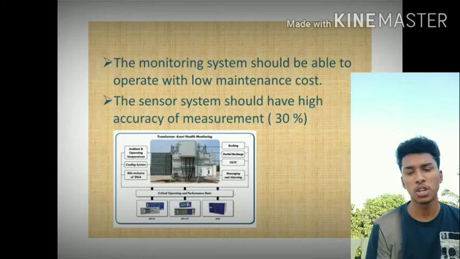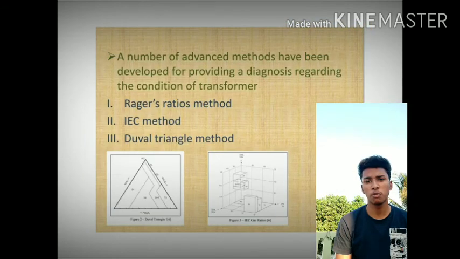The sensor should have high accuracy of measurement. For a good operating system, it is expected to provide accurate results. Monitors with more than 30% error in accuracy should be avoided, as they may provide unreliable results. Many methods have been developed for providing diagnosis regarding the condition of the transformer. The most popular methods are the Rogers ratio method, IEC method, and Duval triangle method.